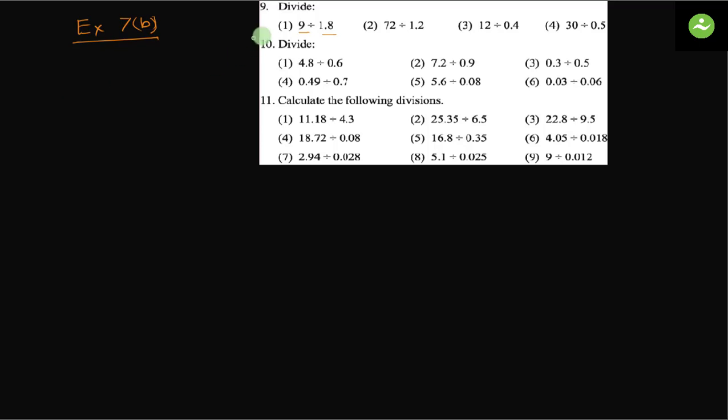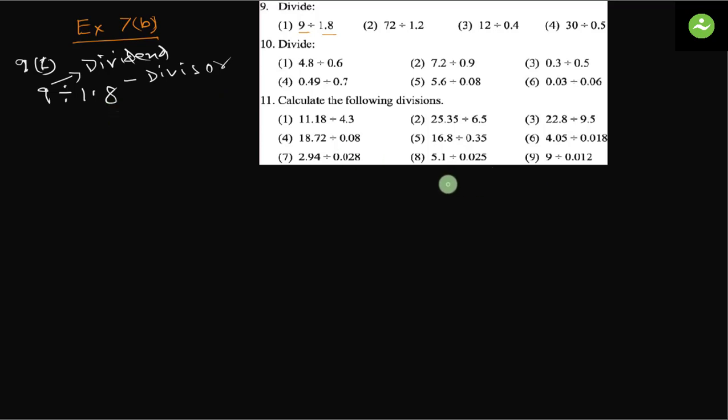Let us start with number 9 and bracket 1. Bracket 1: 9 divided by 1.8. When we solve these problems, we will always look at the divisor. Which one is dividend and which one is divisor? This is the divisor, and this is the dividend. And we always look at the divisor. If it is a decimal fraction, we must convert it to a whole number.